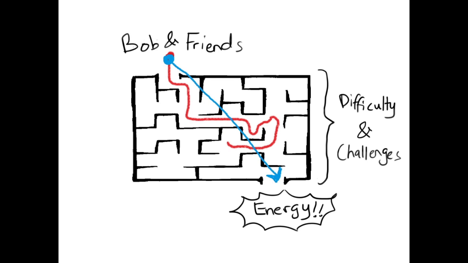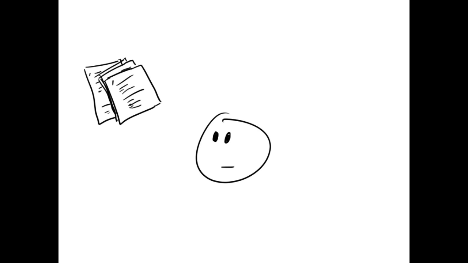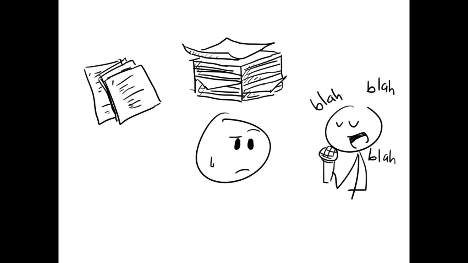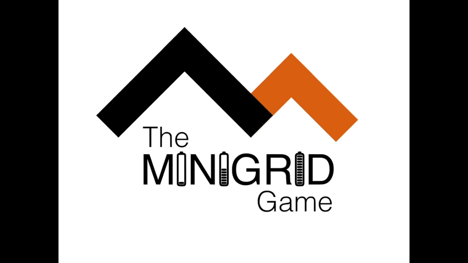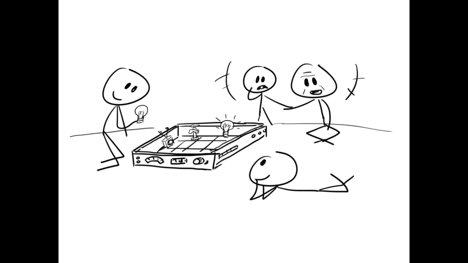There has to be an easier way. We've tried asking these many questions in surveys, questionnaires and interviews, but they're not enough. So we came up with the Minigrid Game. It's a game where Bob and his friends can play at using a mini-grid.